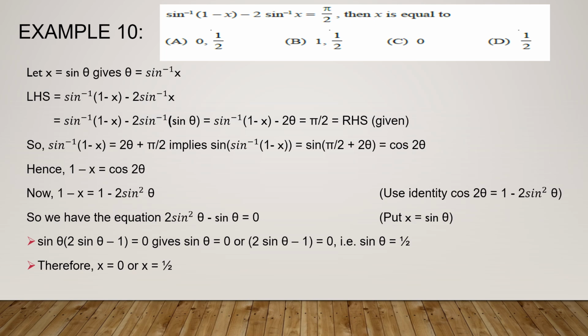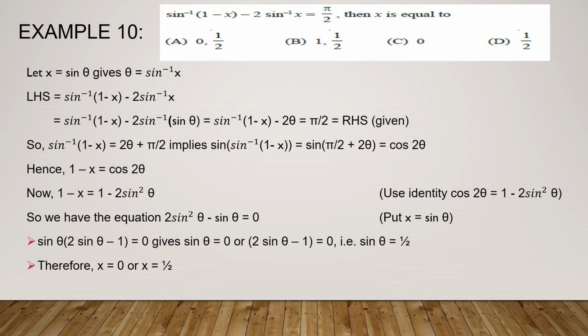So now what we have obtained is sine inverse of 1 minus x minus 2 theta is pi by 2, or sine inverse of 1 minus x is 2 theta plus pi by 2. That means sine of sine inverse of 1 minus x, you are applying sine on both the sides, is sine of pi by 2 plus 2 theta. Now you know that when you apply pi by 2 to a function, the function changes. So it will become cos 2 theta, correct? And pi by 2 plus 2 theta, second quadrant, you know that it will be cos 2 theta. So 1 minus x is cos 2 theta.